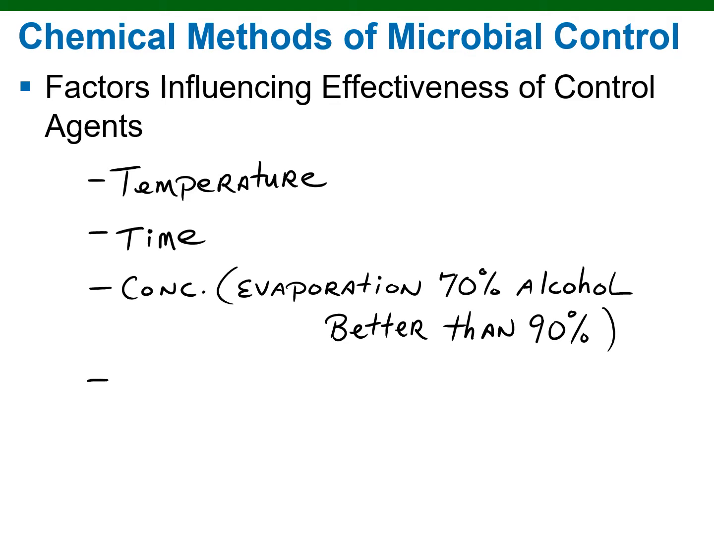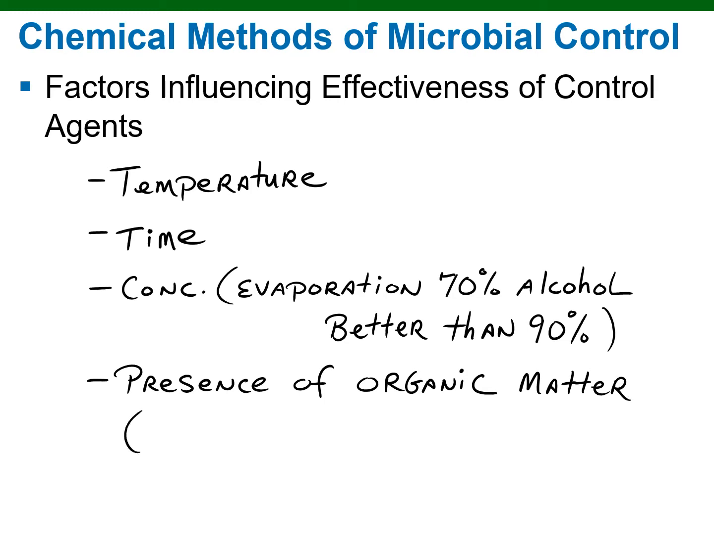Lastly, we can talk about the presence of organic matter as a factor. Don't let the term organic matter confuse you. Organic matter is referring to objects in the environment that you're trying to treat, such as skin or clothing. And these types of organic matter can be absorptive. So if they absorb the active ingredient, then the active ingredient may not stick around on the surface that you're trying to treat, and so there can be a reduced effectiveness.